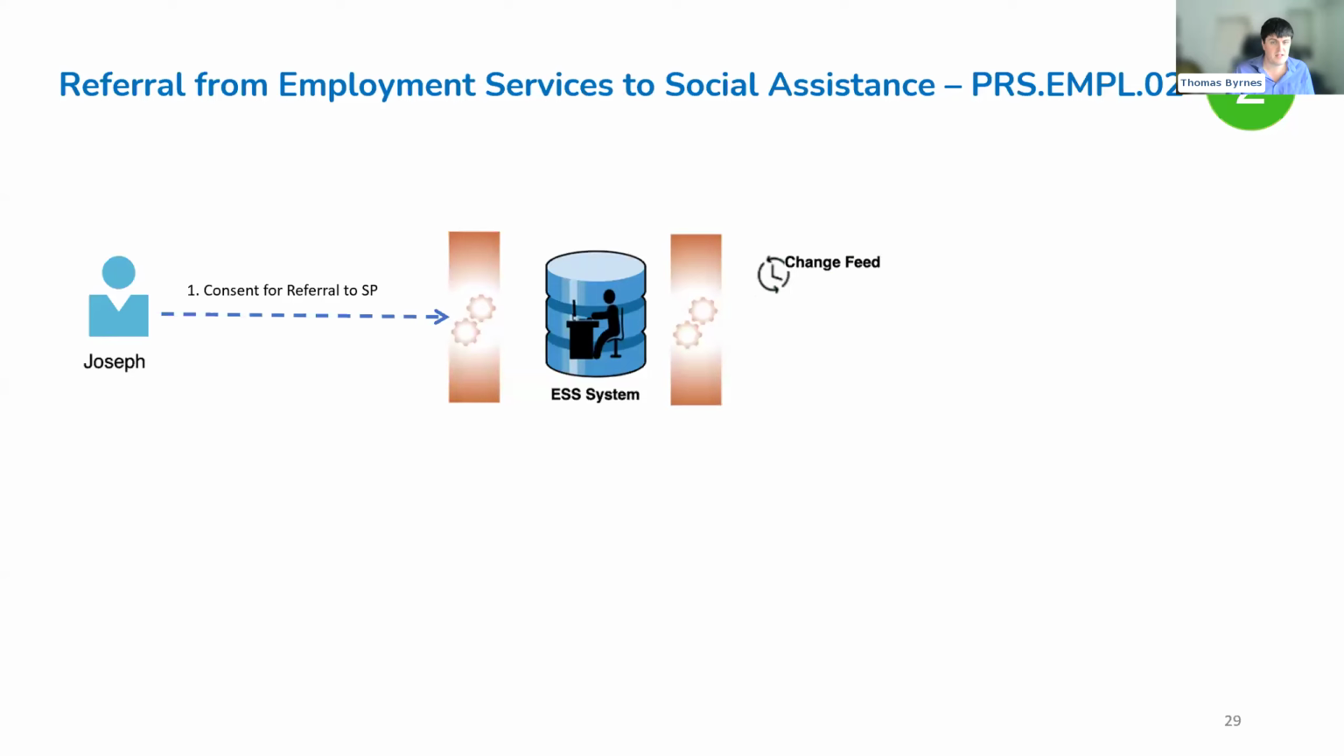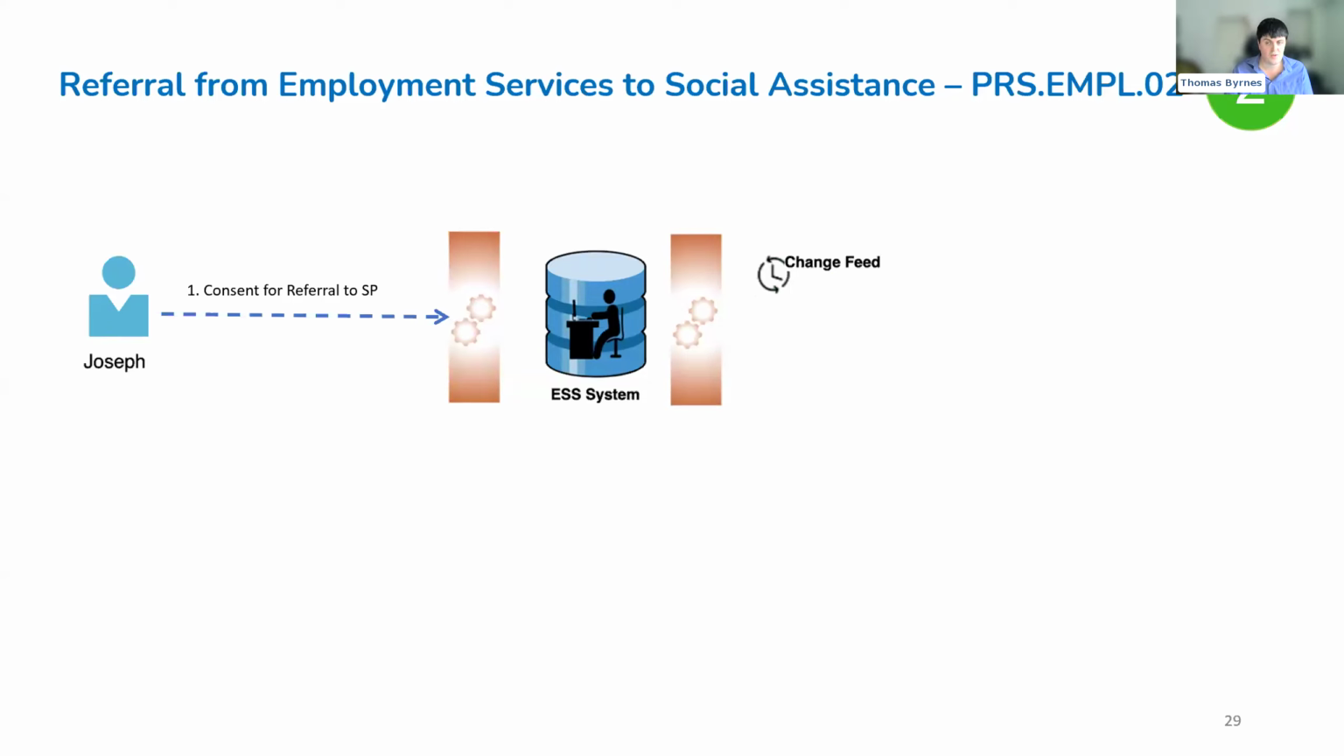Brilliant. So in this case, we're starting with Joseph, a registered job seeker. After several months of unemployment, his counsellor is meeting with him and identifies that he may qualify for temporary income support. Now, before any data is shared, verbal consent is recorded, so Joseph explicitly authorizes the employment system to share his information with the social protection systems. This consent is logged and forms the lawful basis of the referral.